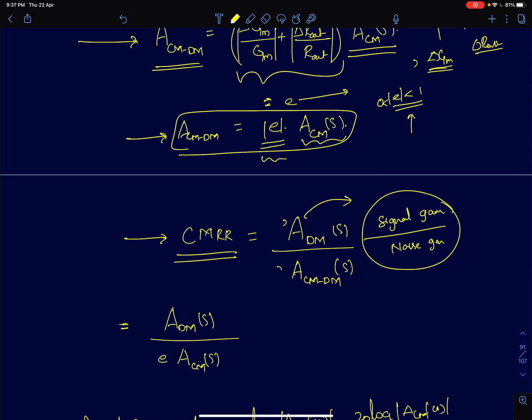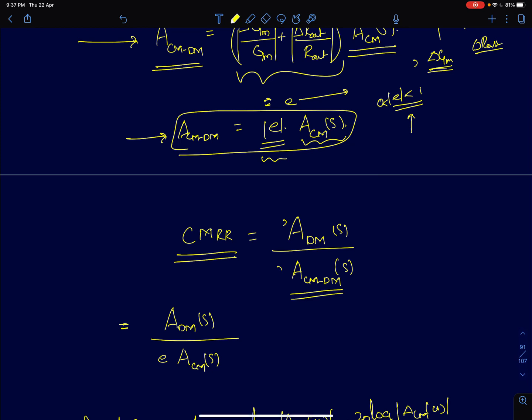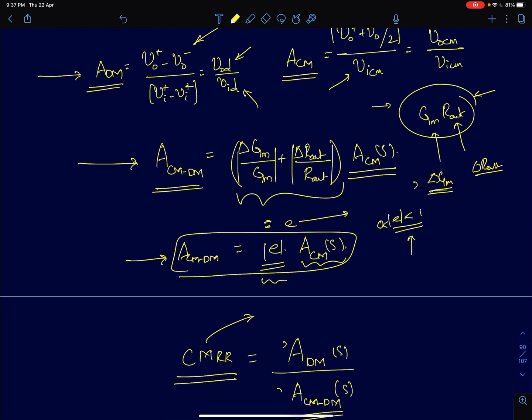And ideally, for a perfectly symmetric circuit, since ACMDM will be 0, CMRR should be infinity. But now we will see that's not the case, and how CMRR changes with frequency. What we have discussed so far is the important gain parameters: ADM, ACM, ACMDM and CMRR. These are the 4 important parameters in a differential pair. What we will be seeing in this lecture is how all these 4 parameters change as a function of frequency. That's what we will be mainly dealing with.